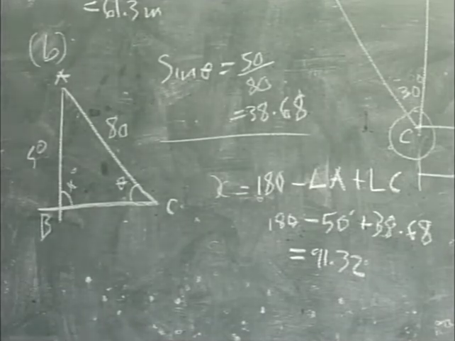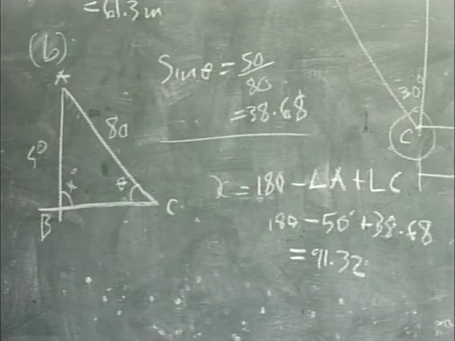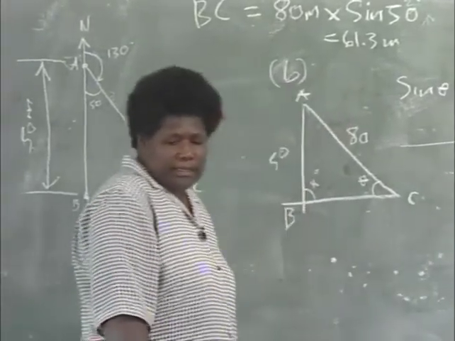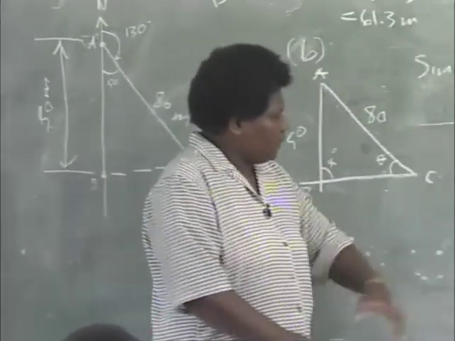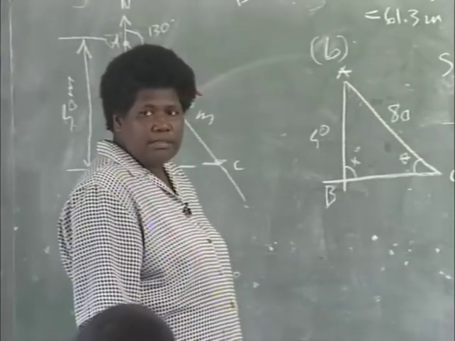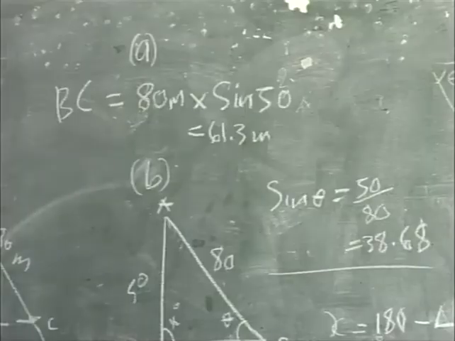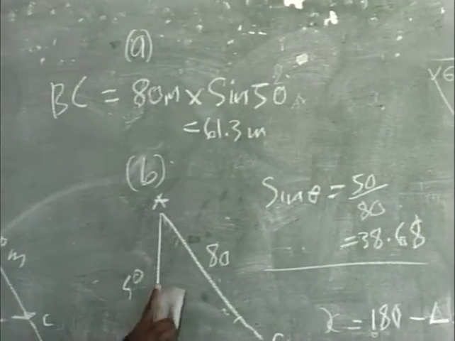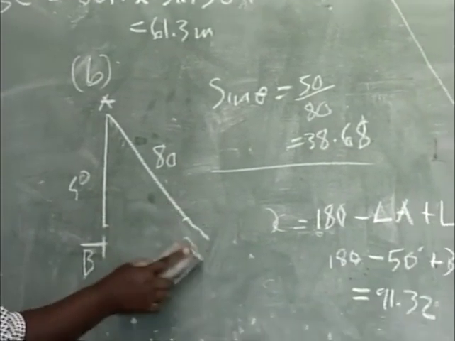Is there anyone else who used another method? Okay, because this is 91.3, the triangle is actually not a right-angled triangle. You must not assume that it's a right-angled triangle. And this is what you are supposed to do.